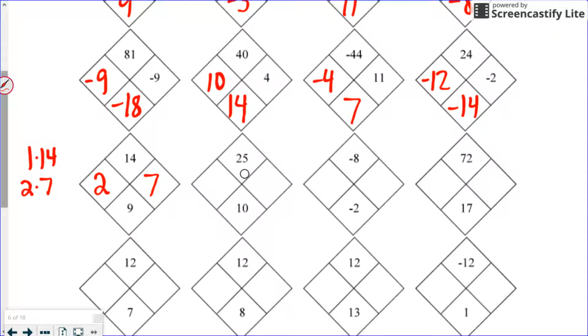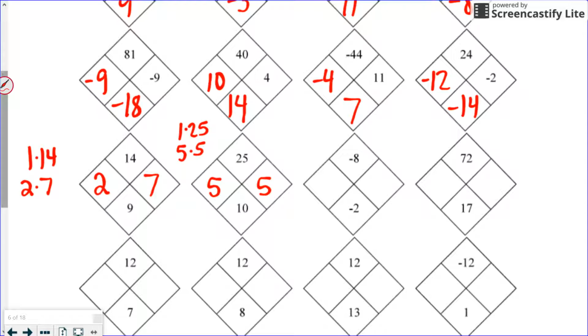For 25, again, we're either 1 times 25 or 5 times 5. 5 plus 5 is the one that'll get me to 10. I'm going to skip this negative one for just a second. We're going to go over here.